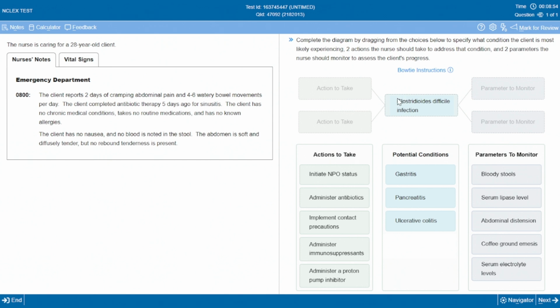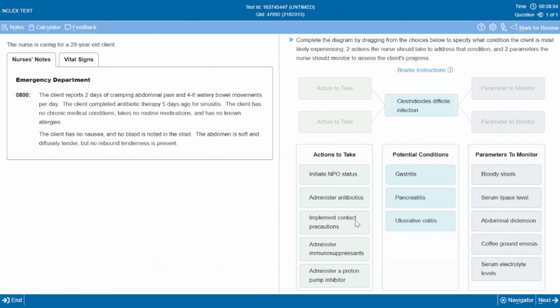For someone with C. diff, I think the first thing that comes to most people's mind is contact precautions. This is something we talk about all the time. C. diff needs to absolutely be on contact precautions. It is easily spread and it is hard to treat.